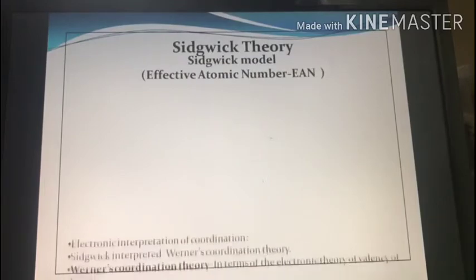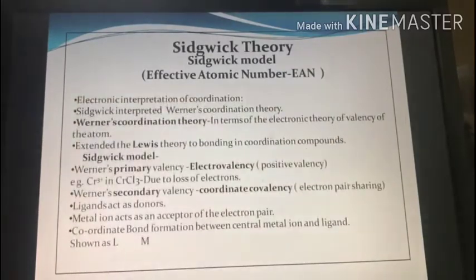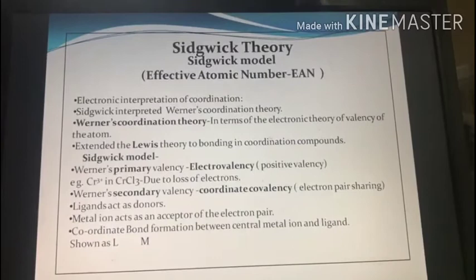Today we will learn how to calculate effective atomic numbers by using Sedgwick theory. So let us first study the electronic interpretation of coordination. Sedgwick interpreted Werner's coordination theory in terms of the electronic theory of valency of the atom. He extended the Lewis theory to bonding in coordination compounds.